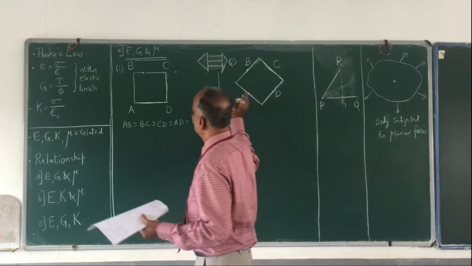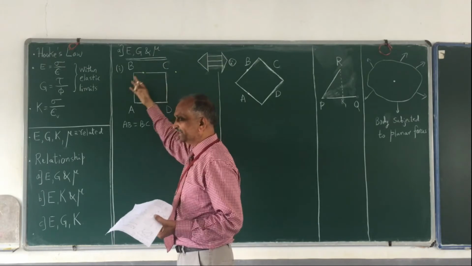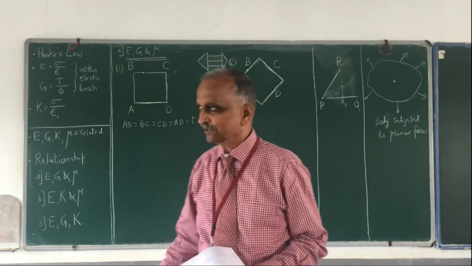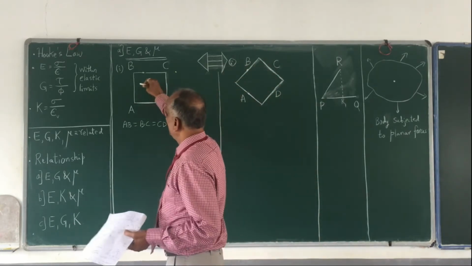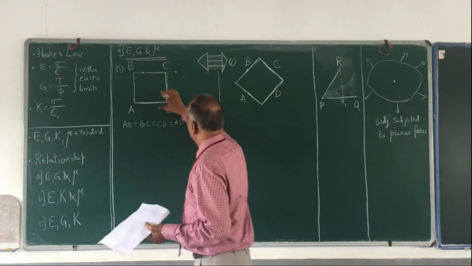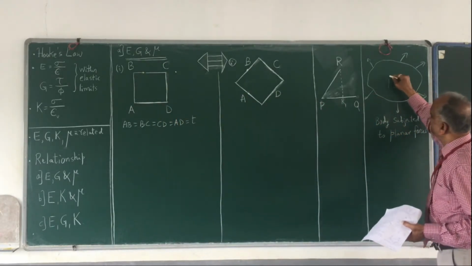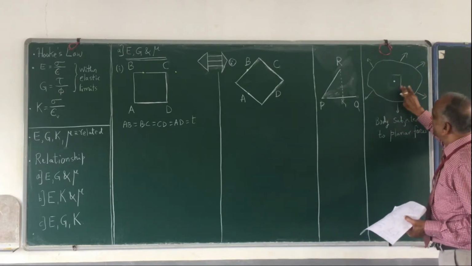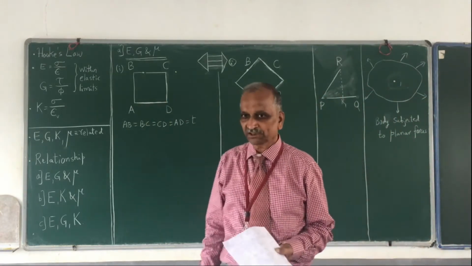Since we are talking about 2D, the diagram I am drawing is also two-dimensional, and I am happy with that. So ABCD is the face I am imagining, something like this. There is a perpendicular dimension, and the same thing I have shown like this, and enlarged it.